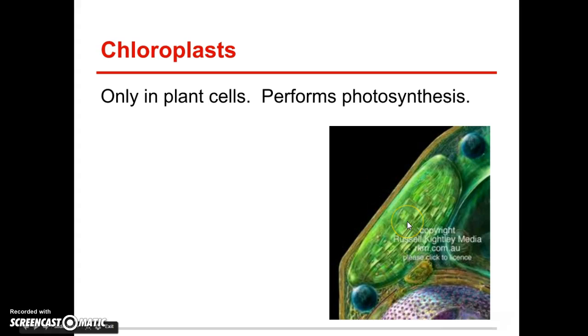Now this picture right here, I love to use this one. It's not an actual picture, it's an artist rendition of a chloroplast, but I just think it's a really beautiful representation of it. You can see these little things, they look like stacks of coins or little pancakes. That's where the chlorophyll is and where photosynthesis actually happens. Only in plant cells. We don't get to photosynthesize, unfortunately. We're not green.